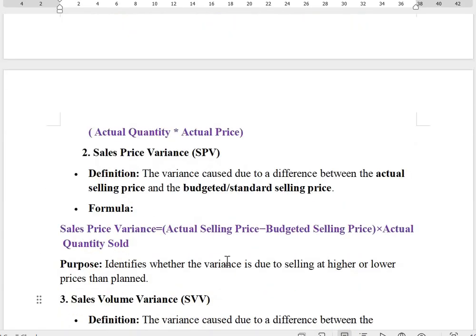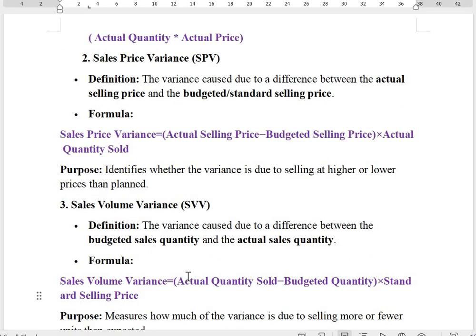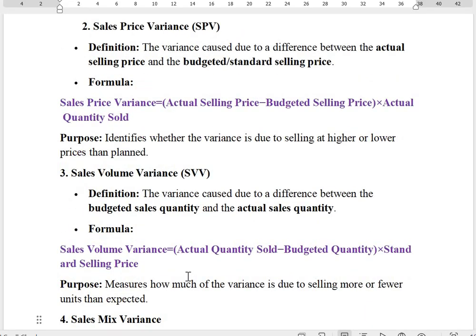The next one is sales price variance. Here we compare the budgeted selling price and the actual selling price. We compute this sales price variance using this formula: actual quantity into actual selling price minus budgeted selling price. The next one is sales volume variance. It is the difference in the quantity of goods sold, so here we compare the quantity. The formula is standard price or budgeted price into actual quantity sold minus budgeted quantity sold.